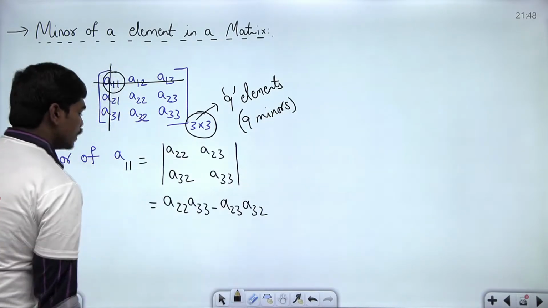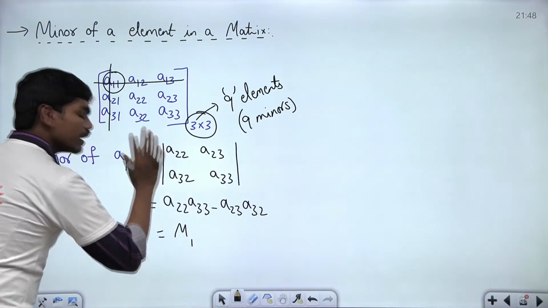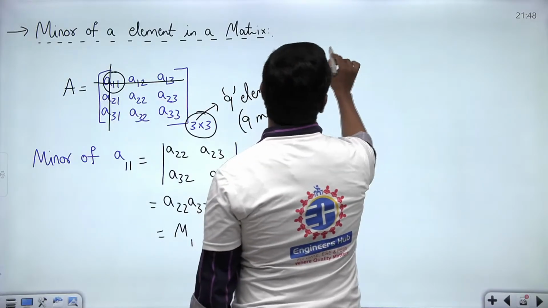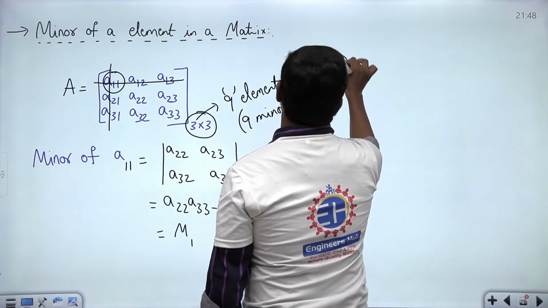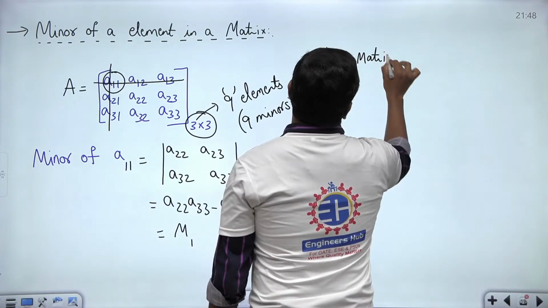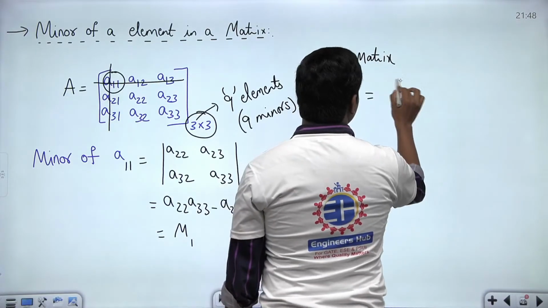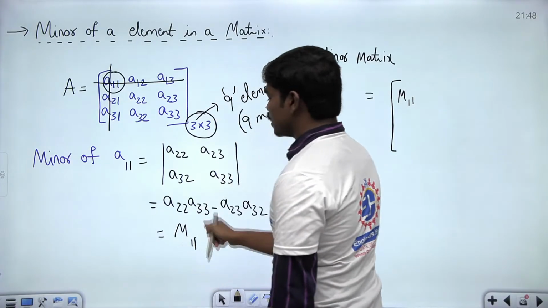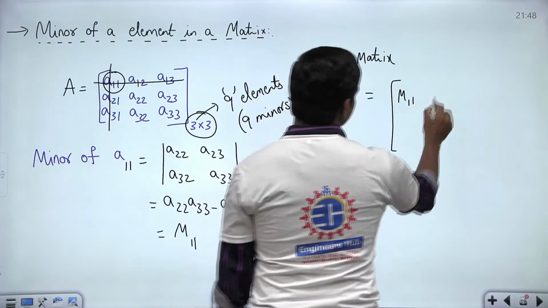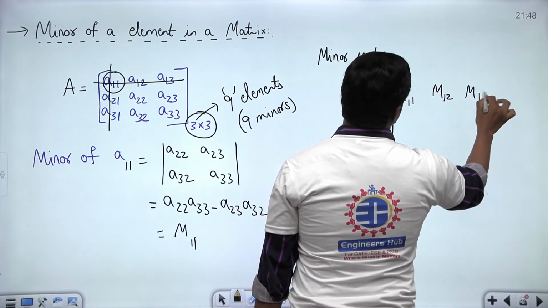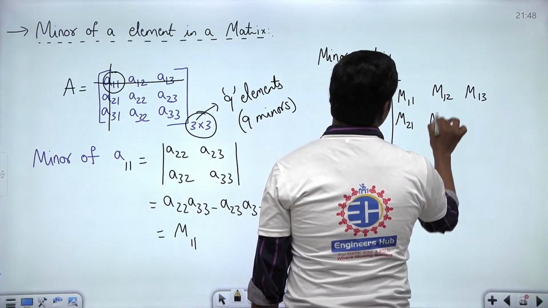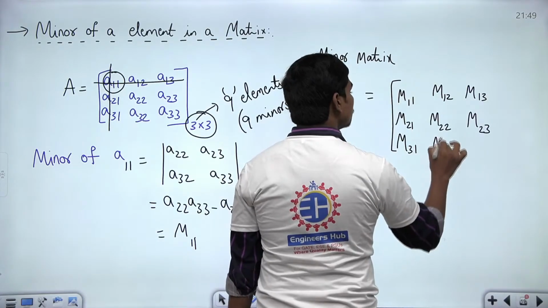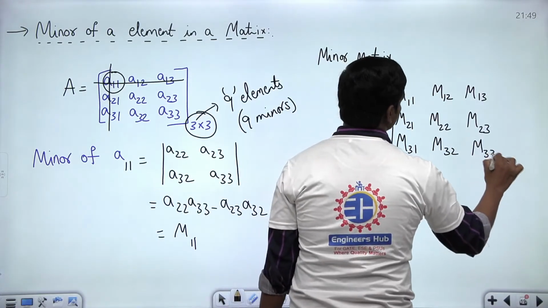Next, let us call this m1. Similarly, if you write the minors of all other elements, you will get the minor matrix as m11. Let us call this 11 because this m11 is the minor of this element a11. Okay, so m12, m13, m21, m22 and m23 and of course m31, m32 and m33. This is what we have.